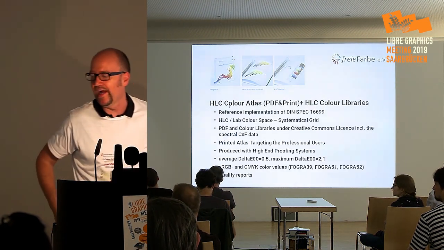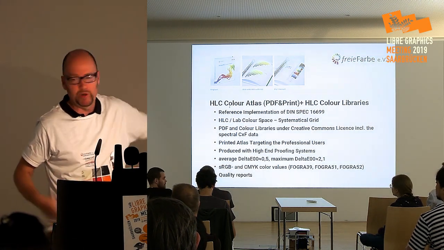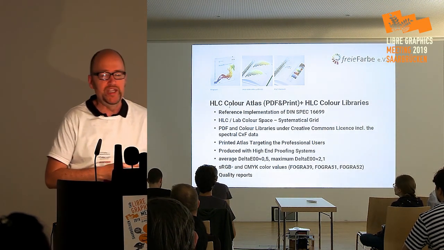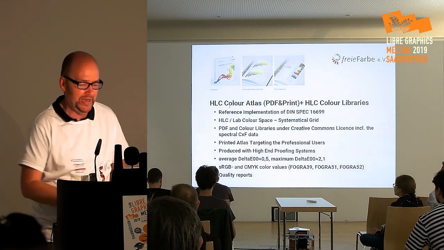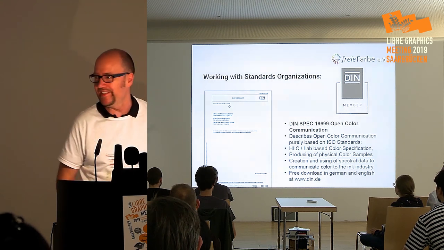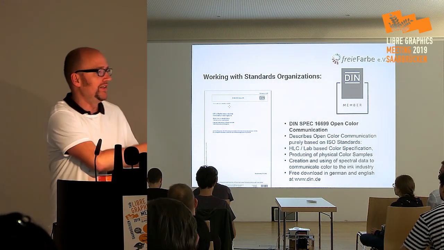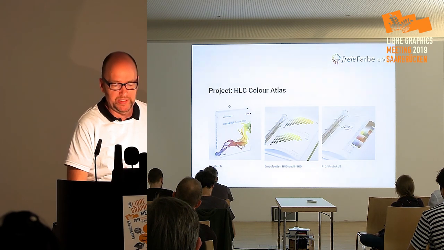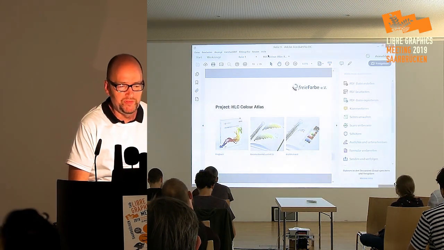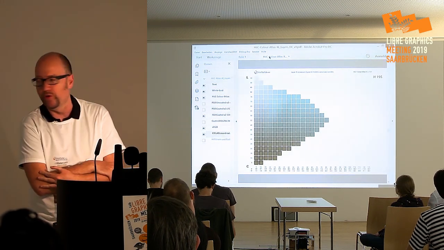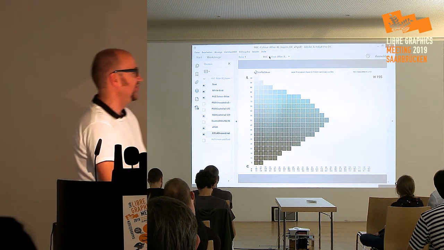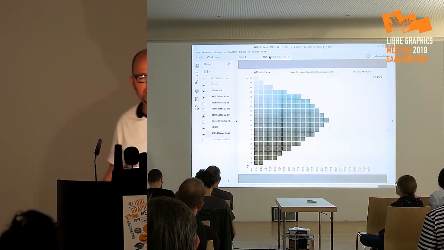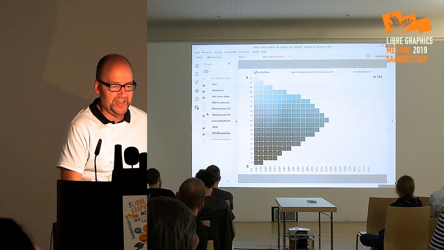Are you selling those? Yes, the selling price of the Atlas is 149, because it's a lot of work to do, but all the color libraries are free, and you even would be allowed to print your own Atlas. You can take the DIN SPEC and read the spec, and everyone is allowed to make his own Atlas. And I will just show, for a very short moment, the digital version of our Atlas. We have a small and a big version. This is the really big version here, and this is a PDF file which has several layers.